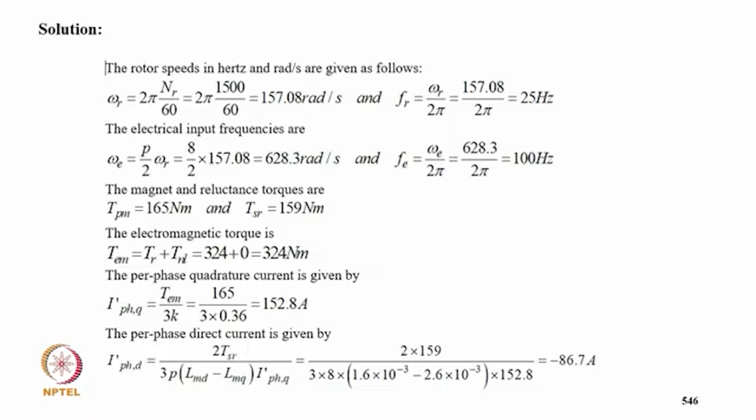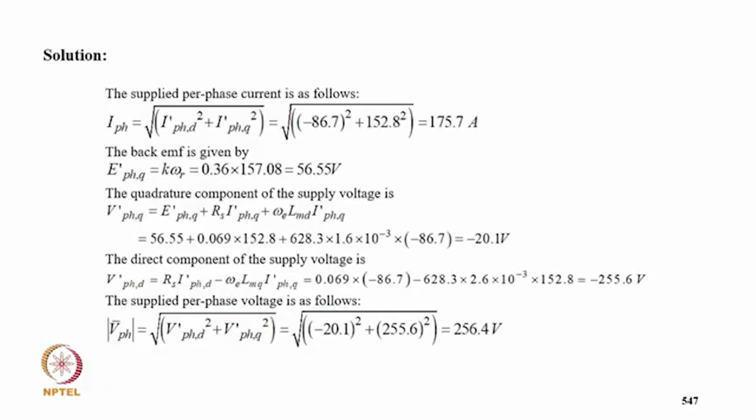So the rotor speed in hertz: omega R equal to 2 pi NR upon 60, 157.08 radian per second, FR equal to omega R upon 2 pi, that is 25 hertz. The electrical input frequency omega equal to P by 2 omega R, so 628.3, and F equal to 100 hertz. And the magnet and reluctance torque: TPM is 165 and TSR is 159. Electromagnetic torque is TM equal to TR plus TNL, so 324. The per phase quadrature axis current is equal to TM upon 3K, that is 152.8, and then the per phase direct axis current is IDS equal to 2 TSR from LMQ upon LMD minus LMQ upon IQ, it comes to minus 86.7 ampere.